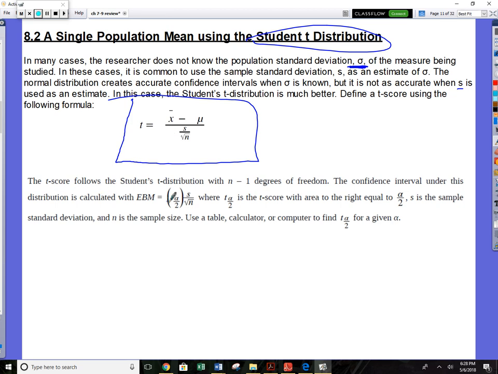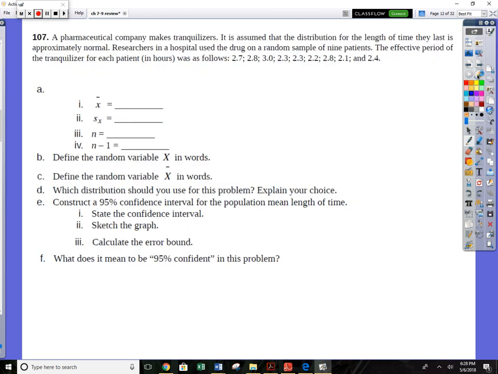No, in the t-test, the t-score follows a t distribution. Okay, we do need to know that. T distribution with n minus 1 degrees of freedom. So remember that. N is how many is in your sample. So here is our t.